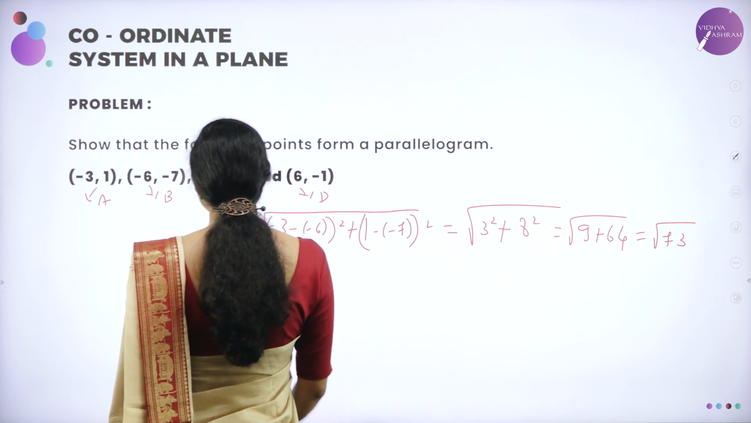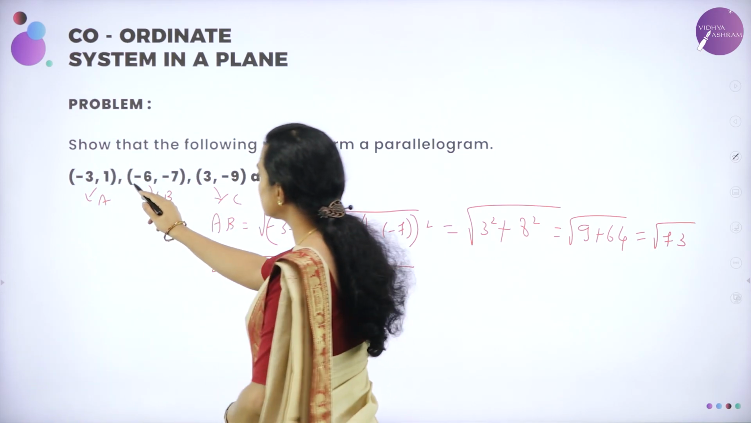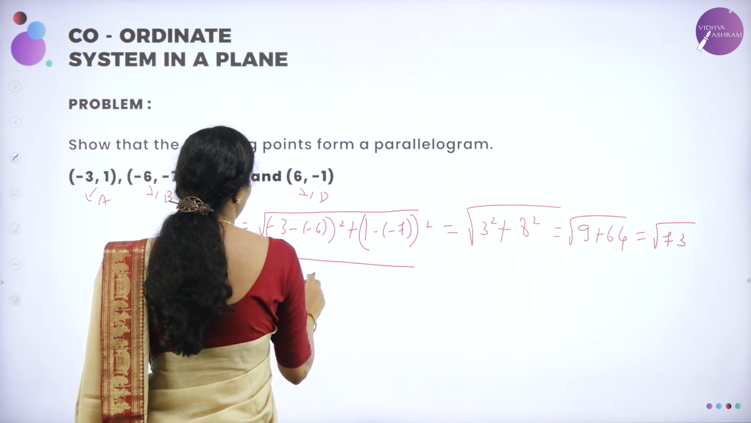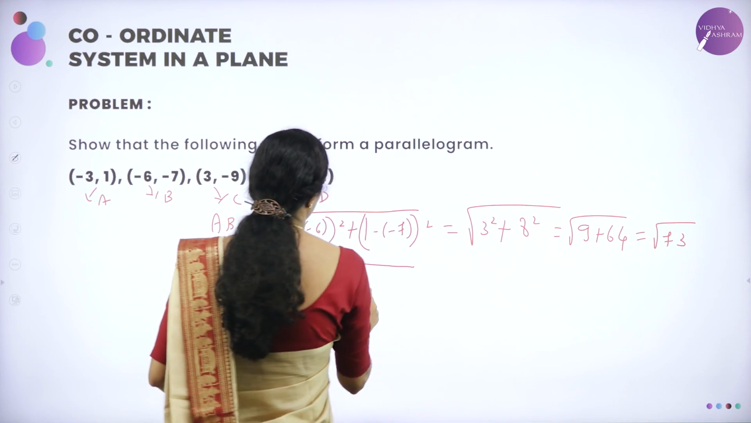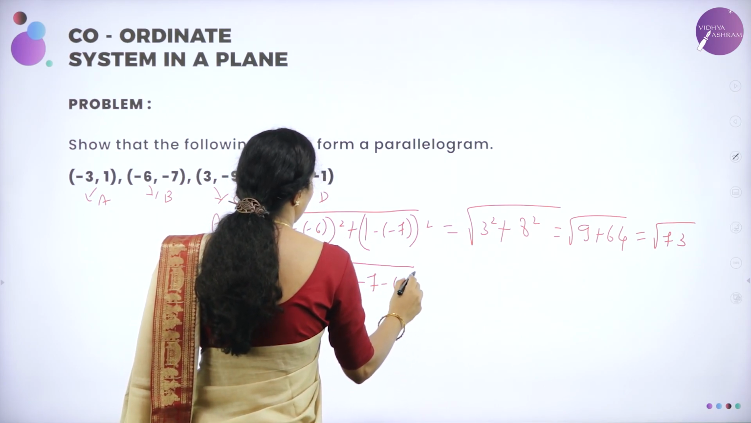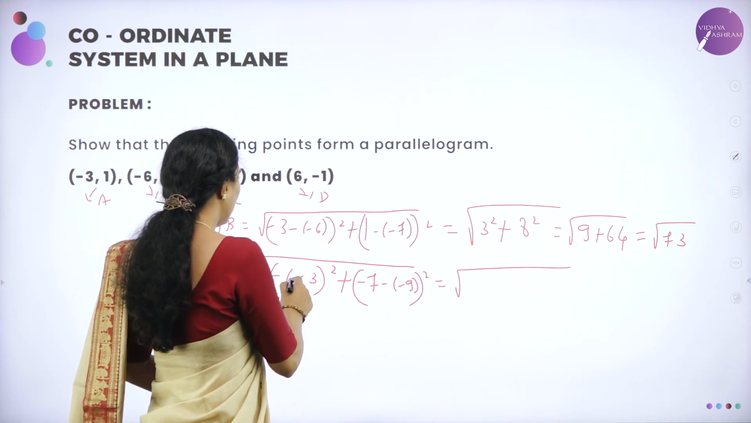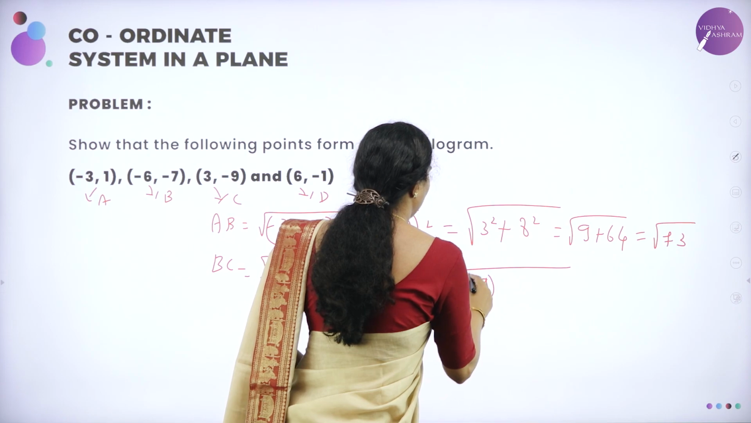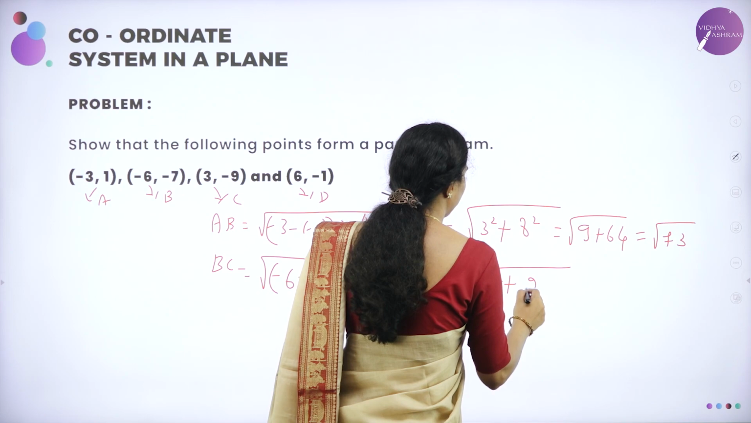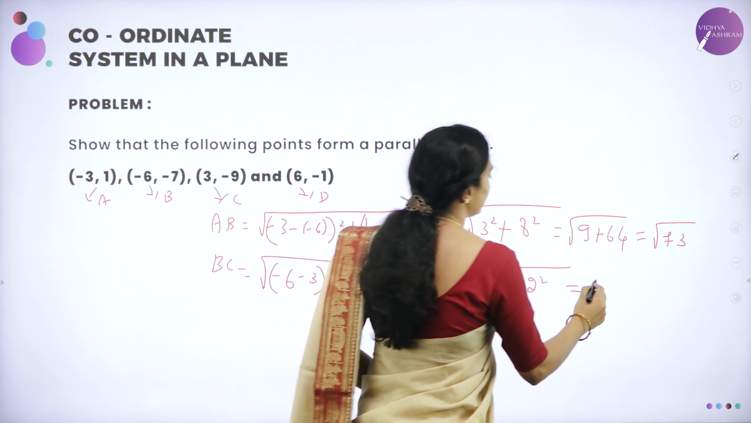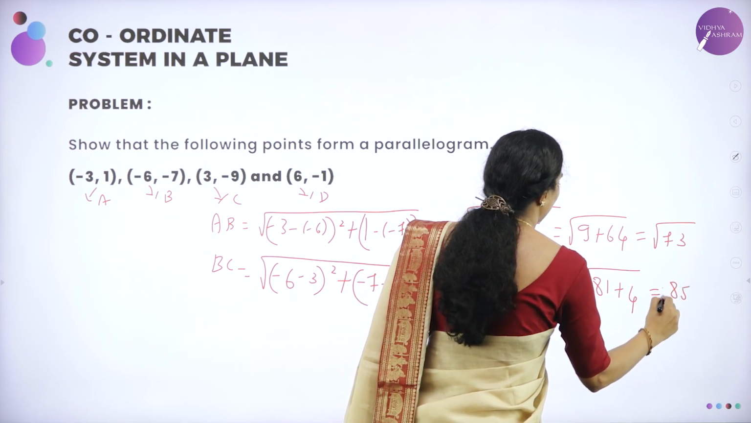Next we'll be moving on to BC. BC is equal to square root of minus 6 minus 3 whole square plus minus 7 minus of minus 9 whole squared, which is square root of minus 6 minus 3, which is minus 9 whole squared, plus minus 7 plus 9, which is plus 2. Minus 9 squared is 81 plus 4, which is root 85.